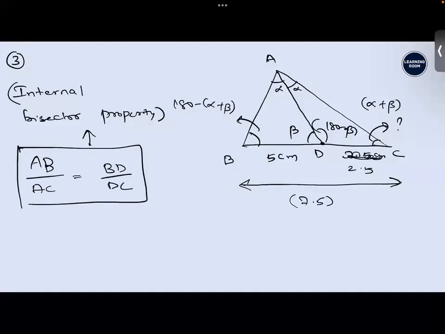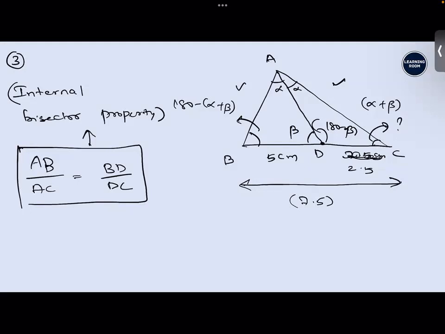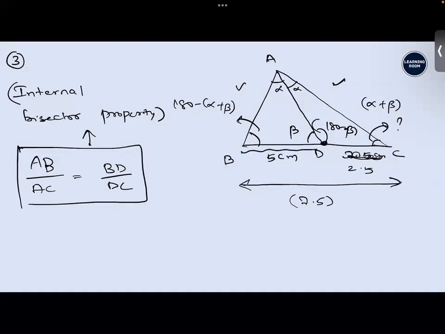So when you have an internal angular bisector, then on either side of the angular bisector, you have sides, right? Those sides are AB and AC. The ratio of AB and AC will be equal to the ratio of the sizes into which it is dividing the opposite side, that is BD divided by DC.